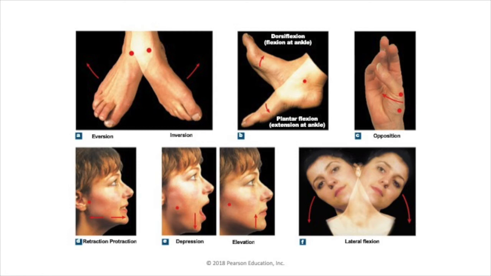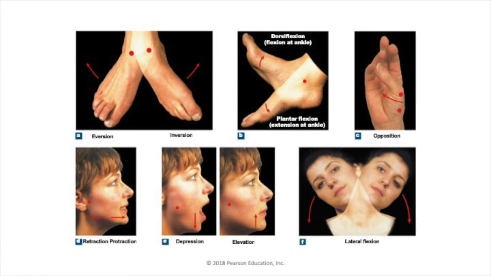Okay, then with the neck, we have lateral flexion. Lateral flexion is where you're bringing your ear down to your shoulder. So going to the right, you'd have right lateral flexion. Going to the left, you would have left lateral flexion. And then finally, we have this one. Well, there's a couple more, though. Out on this page, we have opposition.